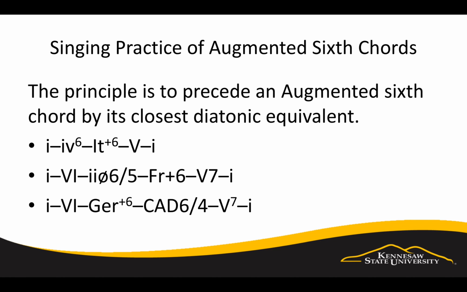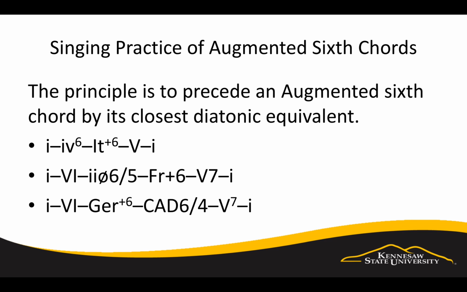We can also do some singing practice of augmented 6th chords. The principle here is to precede an augmented 6th chord by its closest diatonic equivalent. I'll demonstrate the very first one here. Okay, so we've got do, me, so, me, do, now 4/6. Lay, do, fa, do, lay. This is the diatonic one. Now convert fa to fi. Lay, do, fi, do, lay. Now 5. So, ti, re, ti, so. Back to 1. Do, me, so, me, do.